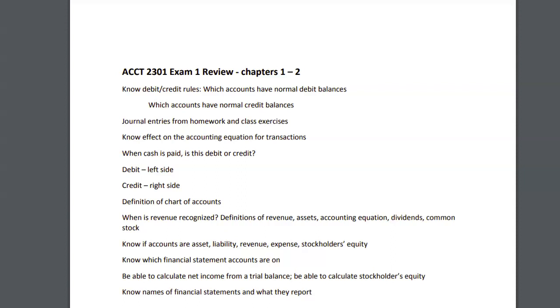You need to know what's on each financial statement. So for example, for the income statement, it's revenue minus expenses is net income. The statement of retained earnings, we start with beginning retained earnings plus net income minus dividends to end up with ending retained earnings.